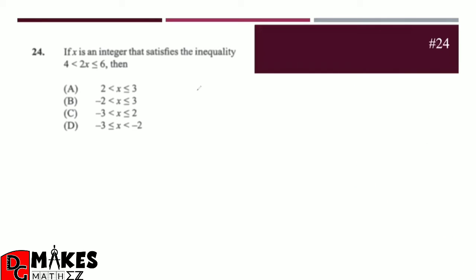Our final question for today says that if x is an integer that satisfies the inequality 4 is less than 2x is less than or equal to 6, then what would be the range of values for x? All right, so it's important that we realize that this statement is saying the value of 2x is greater than 4, or 4 is less than the value of 2x. And it's also saying, I'm going to take the second half, 2x is less than or equal to 6.